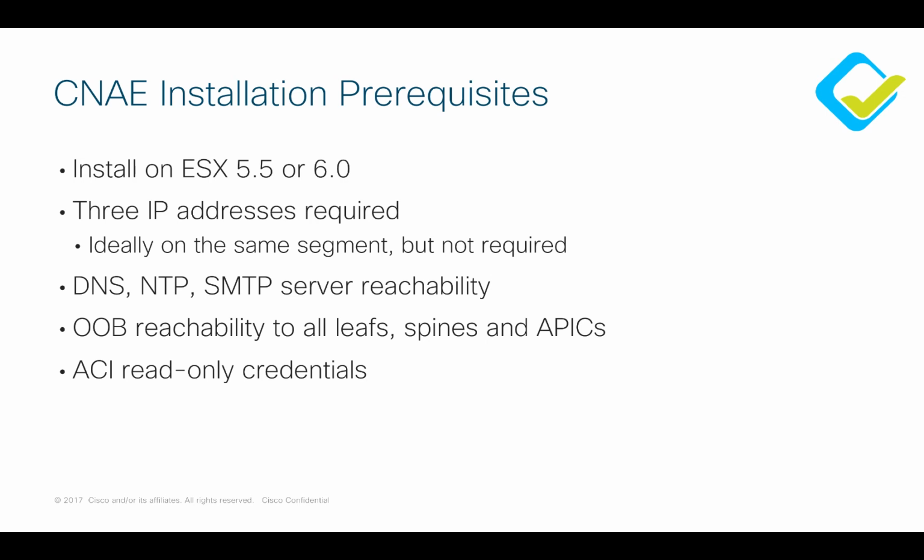And then in terms of actually talking to the ACI fabric, we do that by going through the out-of-band reachability to all leafs, spines, and APICs. So you'll want to have that set up in ACI ahead of time. Now, fortunately, that's the way that almost all customers will deploy ACI, so it's probably already that way. And then, of course, you'll need your read-only account set up in APIC ahead of time for the engine to use in order to gather and collect data.